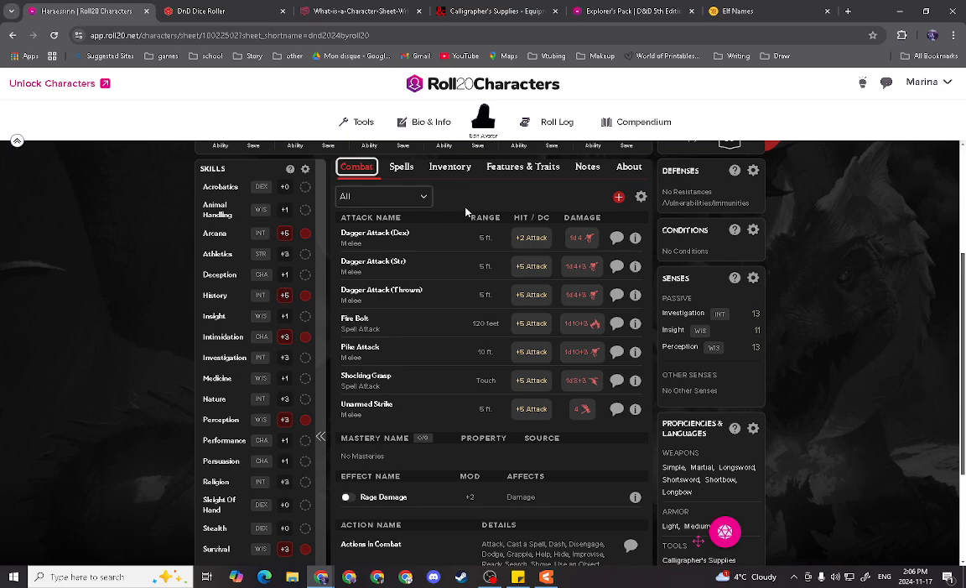Let's go dagger attack throw. You want to throw your dagger? Keep in mind you won't have your dagger after you throw it. Oh, okay, wait, never mind. What's the first one? I can't read what that is. Dagger attack dexterity. Let's go dexterity.